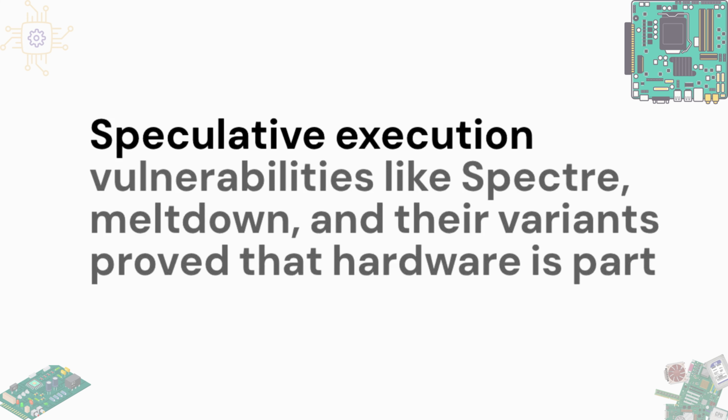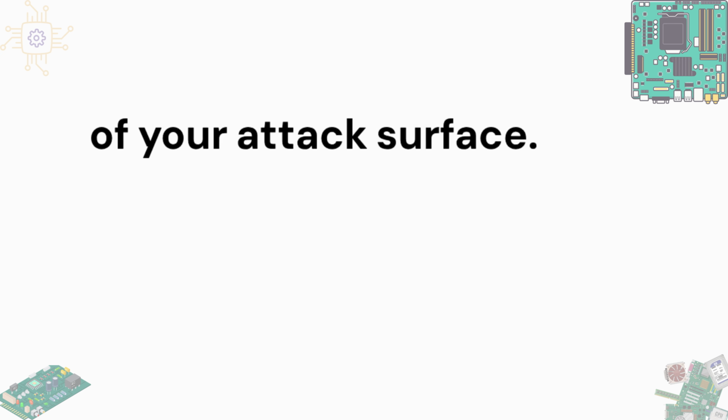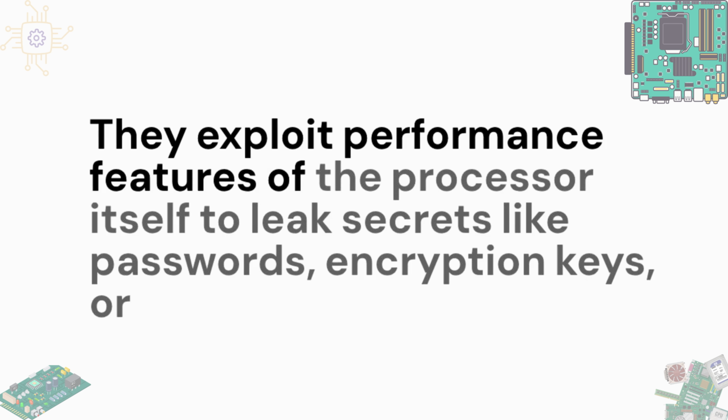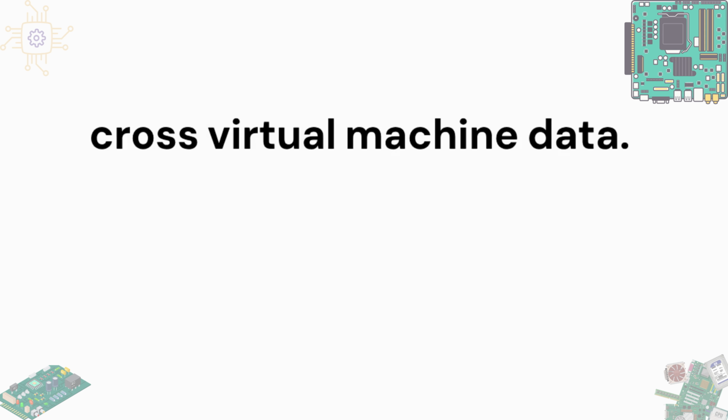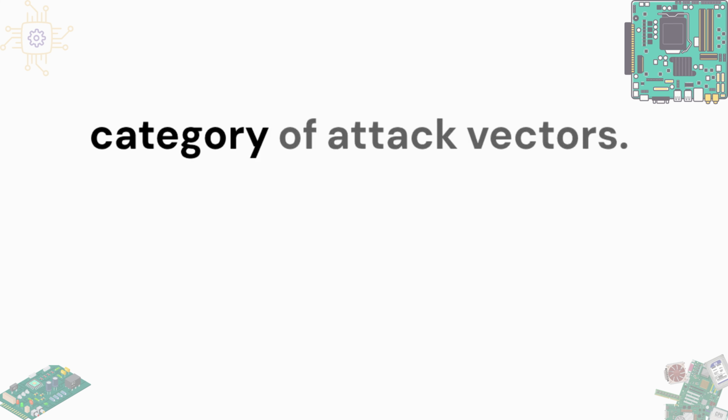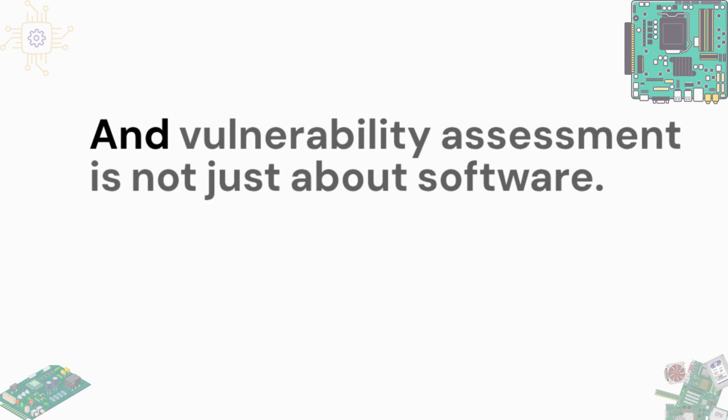Speculative execution vulnerabilities like Spectre, Meltdown, and their variants proved that hardware is part of your attack surface. These attacks do not rely on software bugs in the traditional sense. They exploit performance features of the processor itself to leak secrets like passwords, encryption keys, or cross virtual machine data. If your threat model assumes process, kernel, and VM boundaries are secure, you might be missing an entire category of attack vectors. And vulnerability assessment is not just about software.